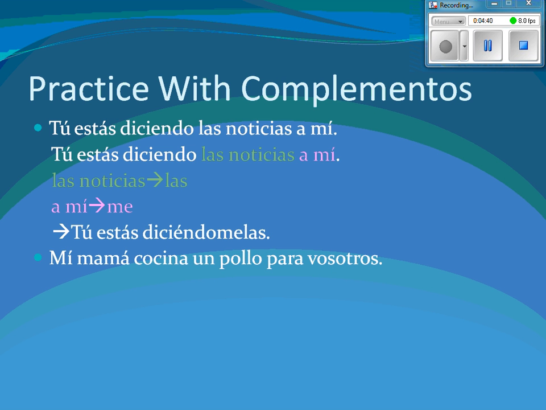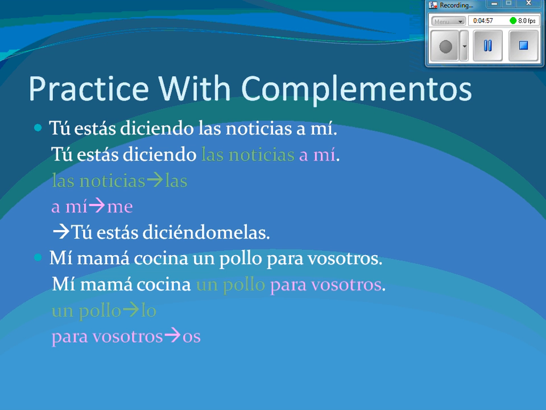Last sentence says Mi mamá cocina un pollo para vosotros. Un pollo is the direct, and para vosotros is the indirect. Un pollo goes to lo because it is singular and masculine. Para vosotros goes to os because it's for you all. The final sentence is Mi mamá os lo cocina.